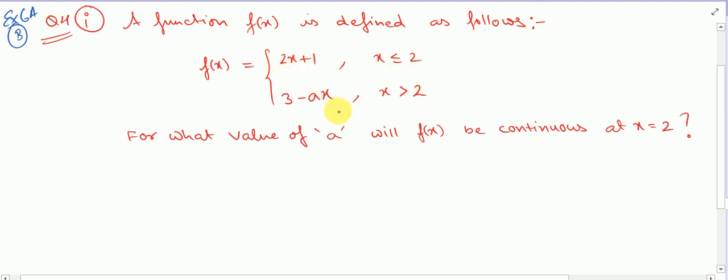Now here what do we see is for x less than 2 and for x greater than 2, we have two different functions, or you can say formulas. So here you have to consider the left hand limit and right hand limit separately. Clear?